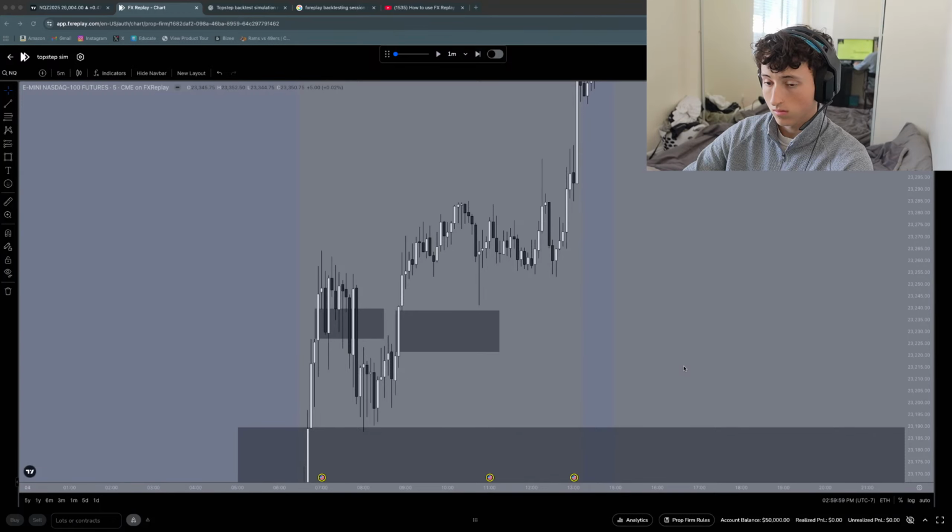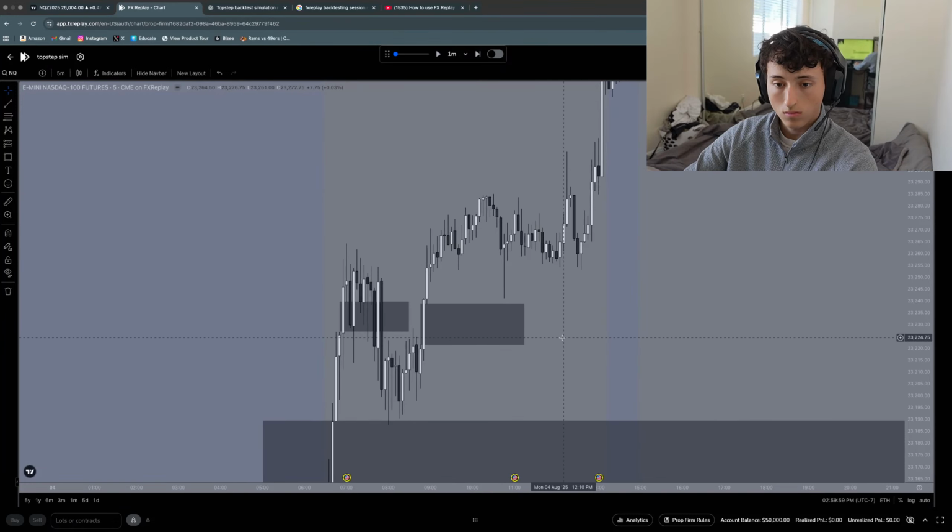But that's why we want to see this 5-minute fair value gap get hit, because we want to start building this narrative that price is respecting bullish PD arrays now and disrespecting bearish.